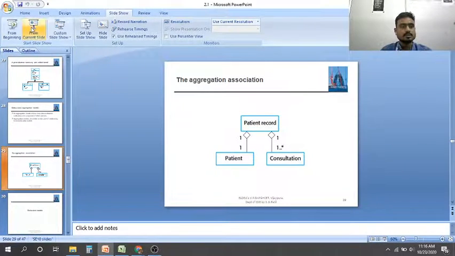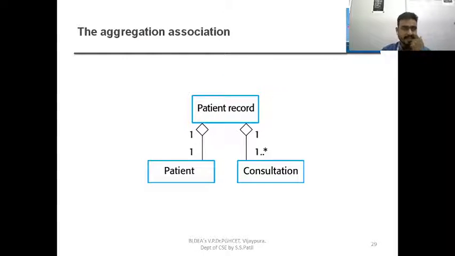Okay, next we are going for the aggregation and association. Don't get confused with the generalization notation, what you are going to call an image or diagram. This is the aggregation association. One patient may have one patient record, and sometimes that patient record is going to be used for n number of consultations.